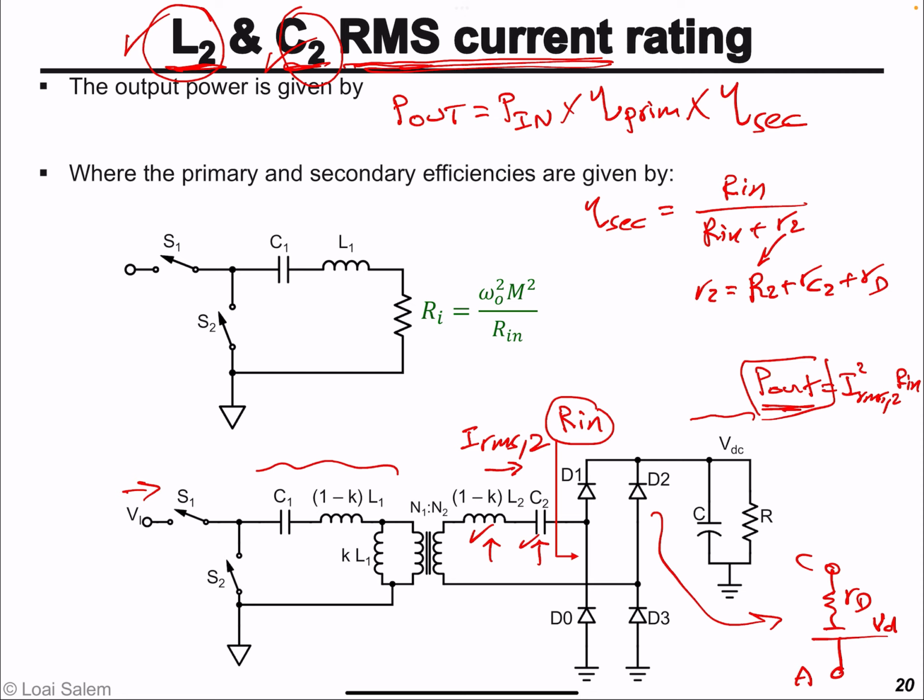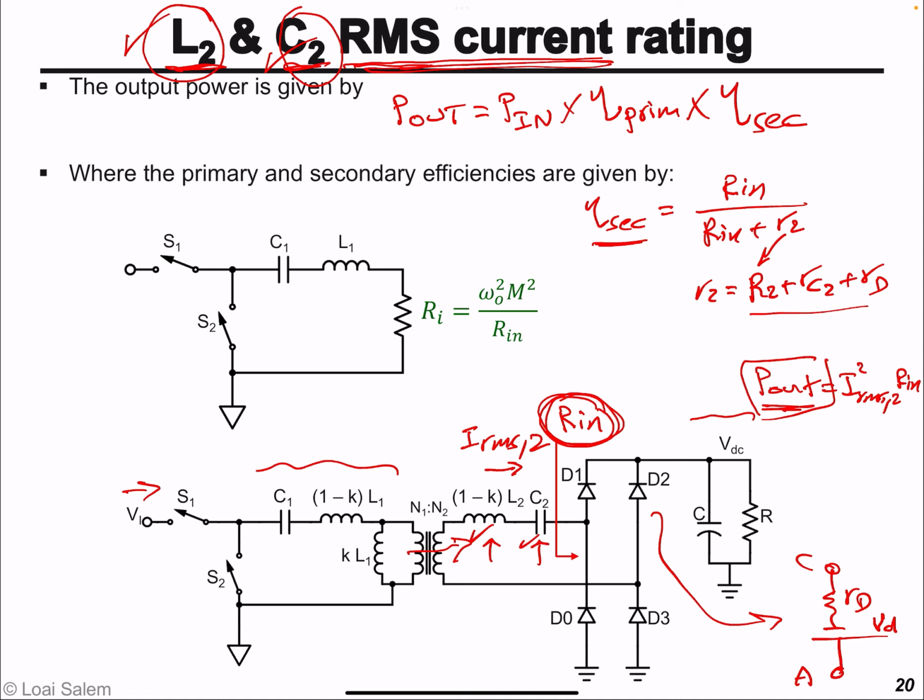Okay, so this is R2, and this essentially represents the efficiency of the secondary side, which is basically the power that's delivered to the load, Rn in this case, divided by the total power that's delivered to the receiving side or the secondary side of the transformer.